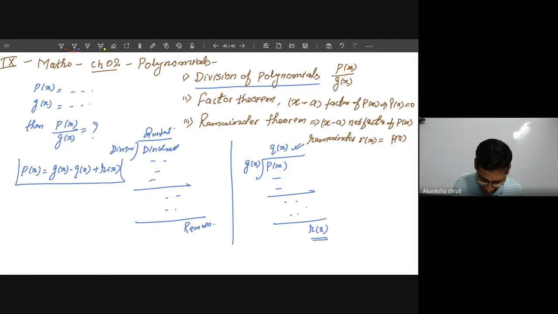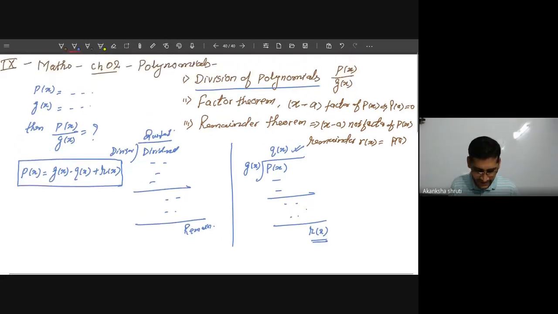These are the things we are going to learn today. Students, please understand very carefully what we are going to learn, and we will also verify how it happens. Since we are dealing with polynomials, we will always take polynomials rather than numbers.